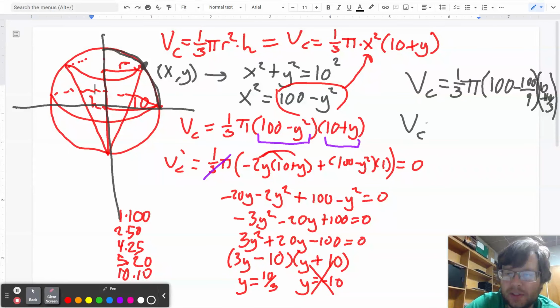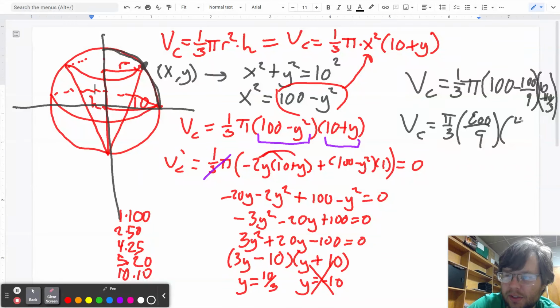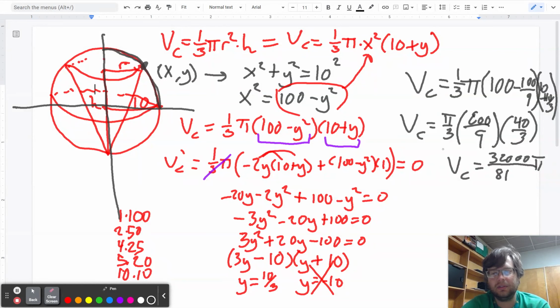So let's try to simplify this a little bit. We have pi over 3. This is 800 over 9. And then 10 plus 10 thirds is 30 thirds plus 10 thirds, which makes 40 thirds. So whatever this comes out to be, let's just say it's 4 times 8 is 32. So we have 32 with 3 zeros. And then we have 3 times 9 times 3 makes 81. And then there's a pi on the end. So that's the volume of the cone that fits in there.